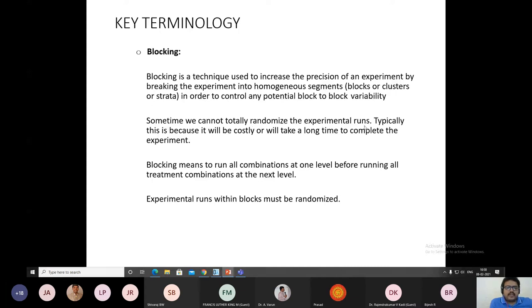Sometimes we can't totally randomize the experimental runs. Typically, this is because it will be costly or it will take a long time to complete the experiment. So blocking means to run all combinations at one level before running all treatment combinations at the next level. Means we need to randomize according to the blocks. Right, so there will be some treatment combinations involved in the setup, and there will be some normal combinations with the levels and factors. You can separate these treatment levels to the next level, and you can plan accordingly, and you can randomize the blocks accordingly, and you can perform your experiments for better results.